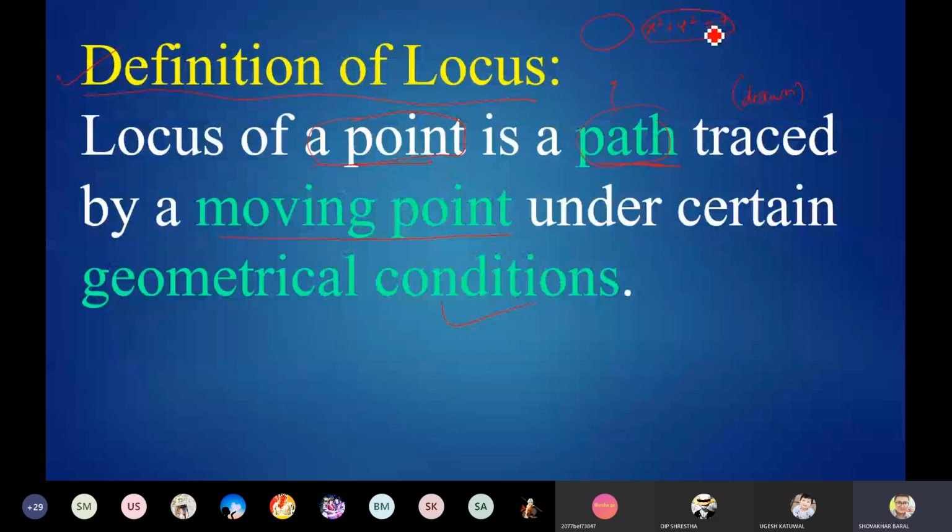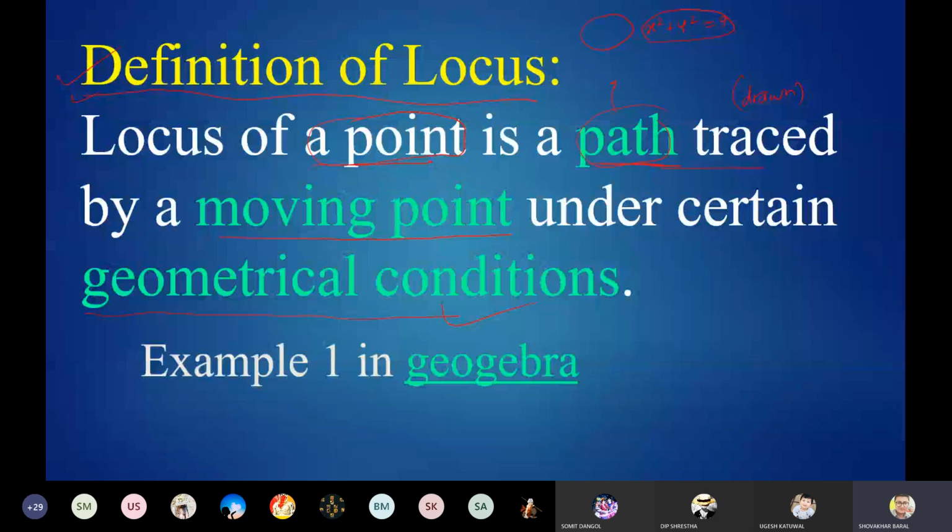Geometrical condition, like I said earlier, always maintaining 3 units from the x-axis. The distance from the axis is fixed always. The geometrical condition is satisfied by the moving point, and the path traced in such a condition is the locus. Traced means drawn. Okay, so let's go to the next one.